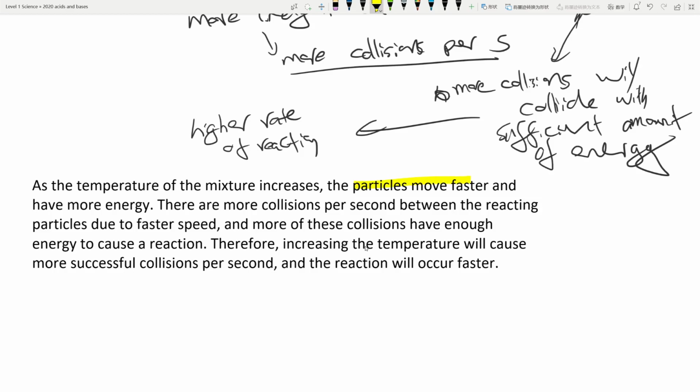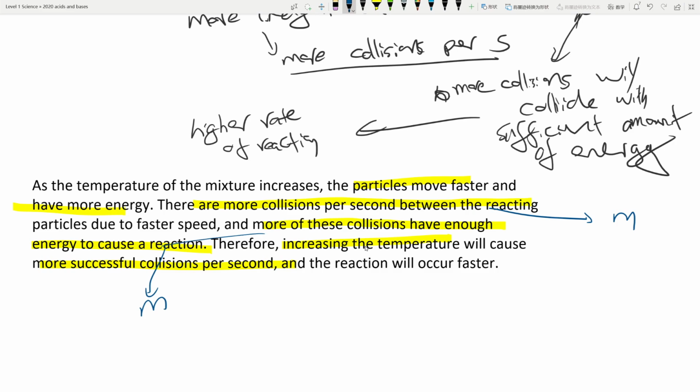Particles move faster, they have more energy, so more collisions per second because they're faster, and more of these collisions have enough energy to cause a reaction, therefore increasing the number of successful collisions per unit time, and the reaction will occur faster. As a marker, if you do this line here, this is merit. If you do this line here, this is merit, and if you do them together, it's excellence.